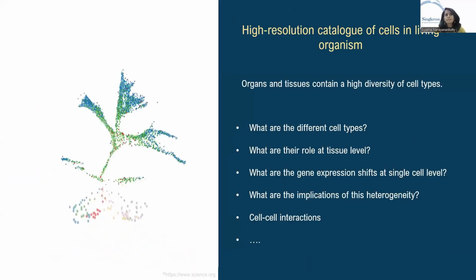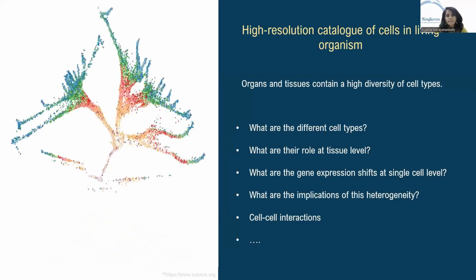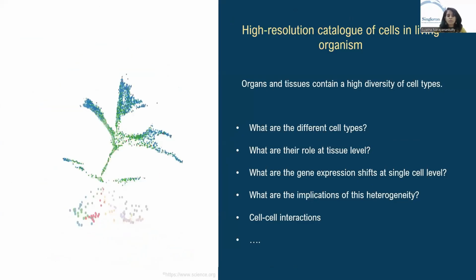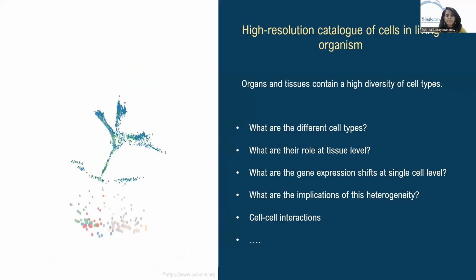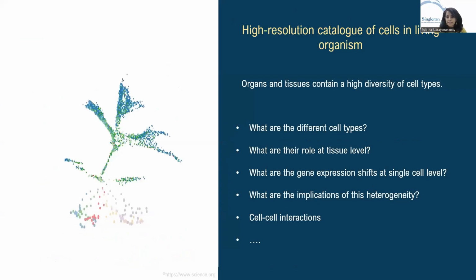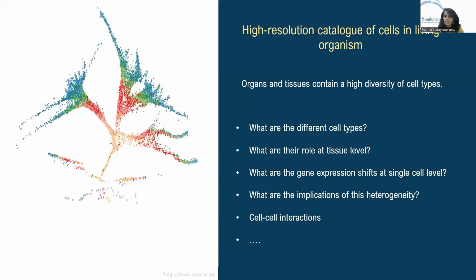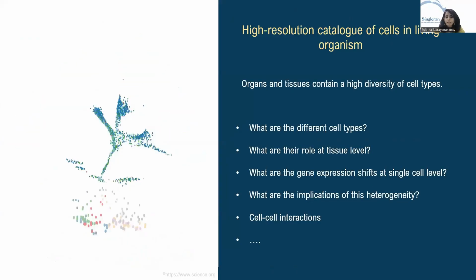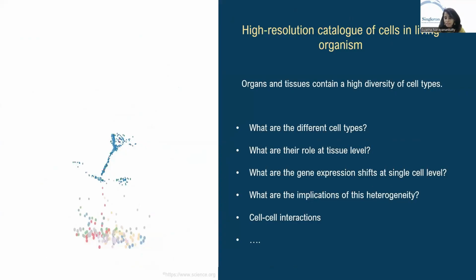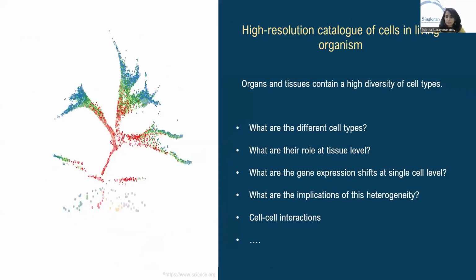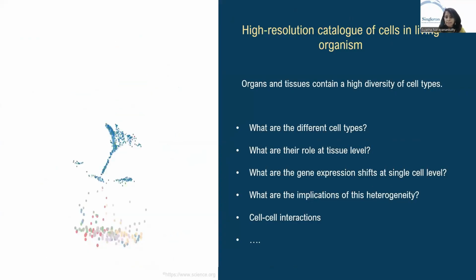And so you can look at single cell sequencing data as a high resolution catalog of all cells in a tissue or living organism. And with that data, you can ask questions as simple as what the different cell types in the sample are. Going to more complicated questions, how is gene expression shifting at the single cell level between different samples. You then move to comparing different kinds of samples. For example, you've got control, you've got a treated sample, a disease sample.